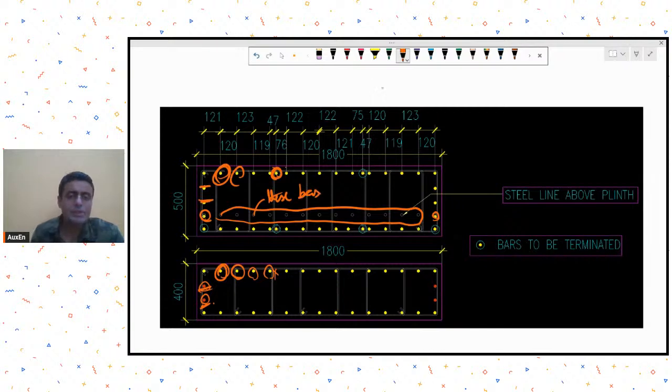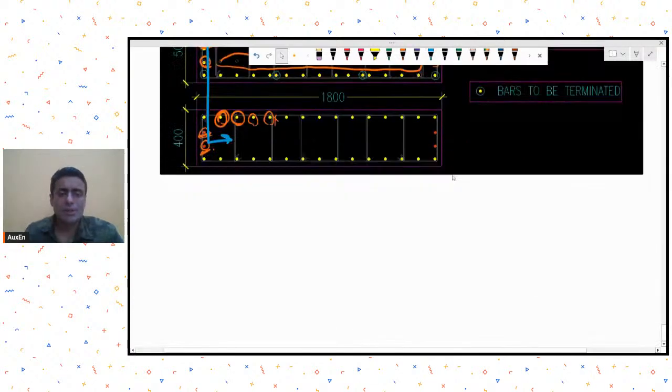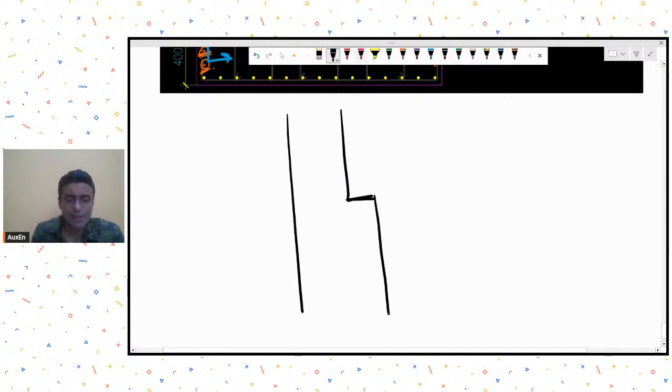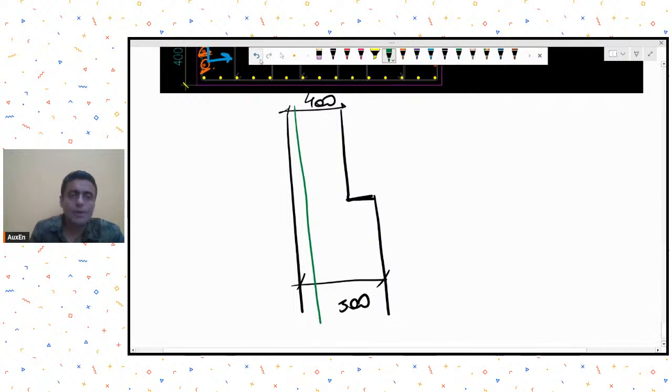Now what happens in such a case? Your code SP34 tells you what type of bar slope you can maintain. So for example, let's say this was my face of 500 column, this is the 400 column, and this is the 500 column below. I'm trying to show you a sectional elevation. So those bars which were on the face which was not getting curtailed, they can easily go up. I don't have to worry about it. As it is, they are going up.